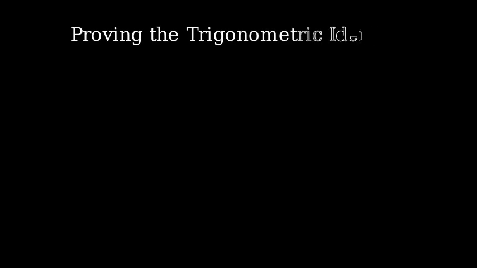Welcome. Today we'll prove the trigonometric identity sine of pi plus theta equals negative sine of theta. Let's start by writing out what we want to prove. To prove this, we'll use the angle addition formula for sine.